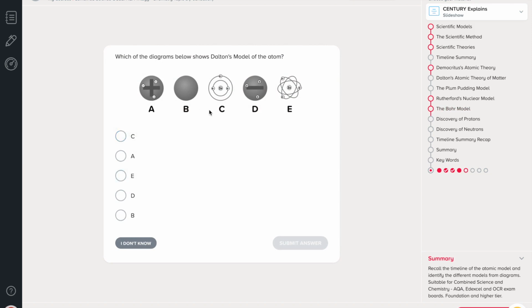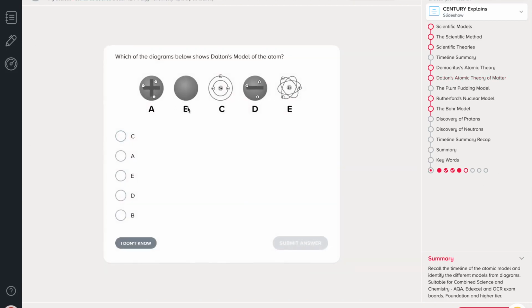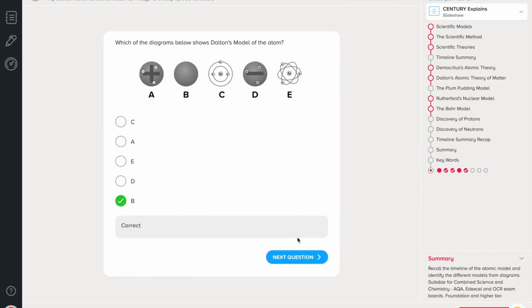So which of the diagrams shows Dalton's model of the atom? I'm going to learn from my mistake. I'm going to go back here. Okay, so it is a solid sphere like this. So I'm going to go back. And the one that is a solid sphere is B. Excellent. Ta-da.